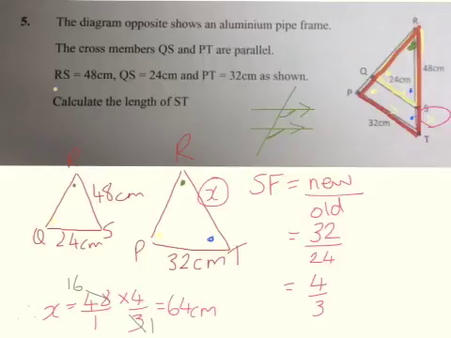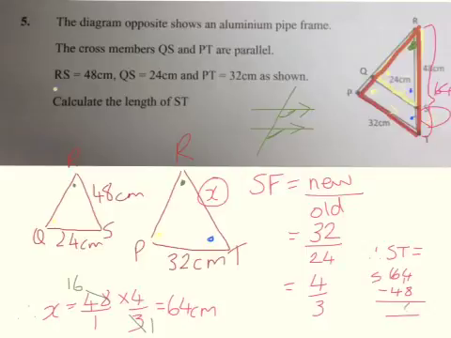So I now know that from here to here is 64. Therefore ST is going to be 64 subtract 48. That's going to be 16 centimetres.